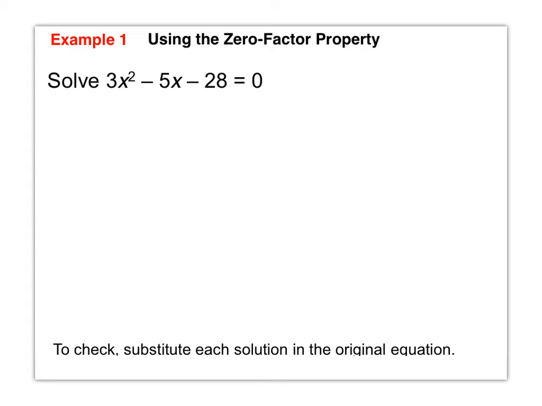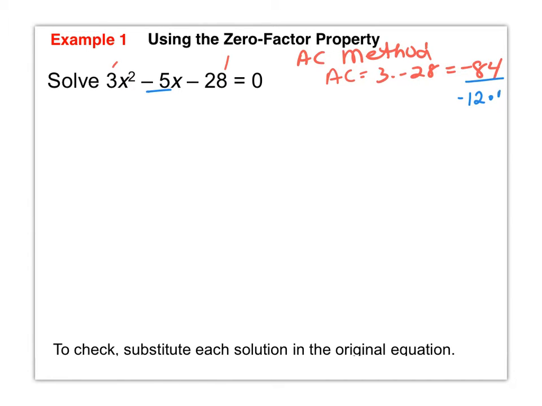And since this is not a simple trinomial, we can use the AC method. And in doing the AC method, you multiply a times c. A is 3 and c is negative 28. So a times c equals 3 times negative 28, which is equal to negative 84. And then we find the pairs of factors of negative 84 that will add up to this middle term of negative 5. There are quite a few factors of negative 84, but you'll eventually find the factors of negative 12 and a positive 7.